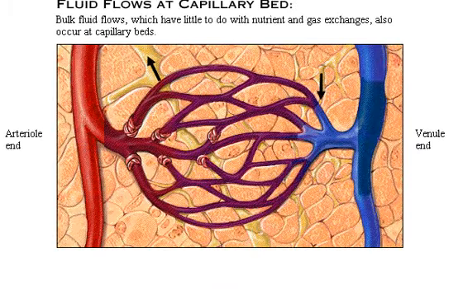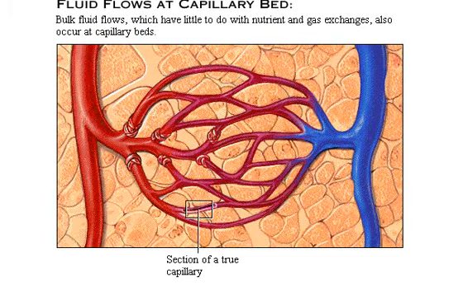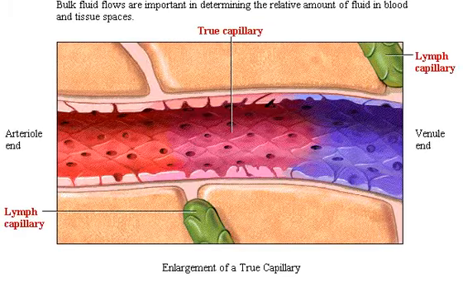We will now explore fluid flows at capillary beds. Bulk fluid flows, which have little to do with nutrient and gas exchanges, also occur at capillary beds. Note the fluid leaving the capillaries at the arteriole end and returning to the capillaries at the venous end. Bulk fluid flows are important in determining the relative amount of fluid in the blood and in the tissue spaces.